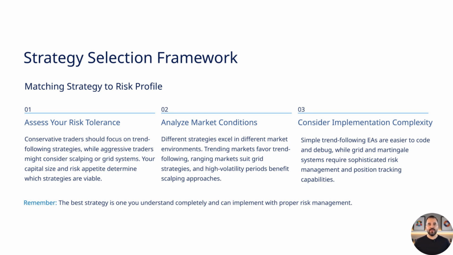Finally, think about implementation complexity. A moving average crossover EA is relatively simple to code, test, and maintain. Grid or martingale systems, on the other hand, require advanced programming, position tracking, and robust error handling. The bottom line, the best strategy is one you fully understand, can implement confidently, and can manage under real market conditions. Complexity alone does not guarantee profitability.